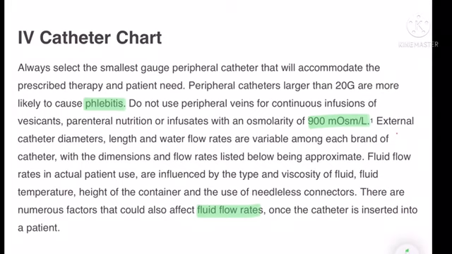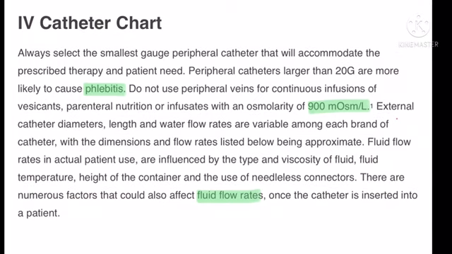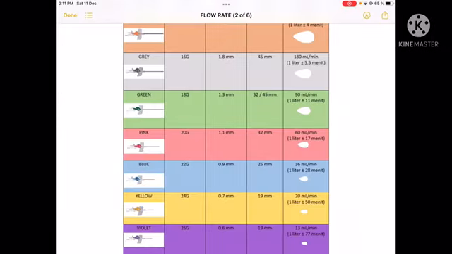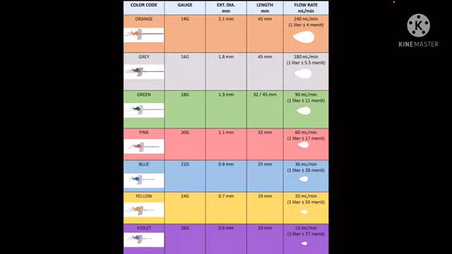So we understood that it will be better for you if you use IV cannulas smaller or less than 20 gauge to prevent the thrombophlebitis, and the flow rate and the length, the diameter of each cannula is different and the uses are also different. So here in this particular chart we can see that the orange catheter, the cannula, has the smallest gauge, that is the 14 gauge, and the largest diameter. So the gauge and the diameter are inversely proportional to each other. If the gauge is increasing, it means the diameter is reducing.